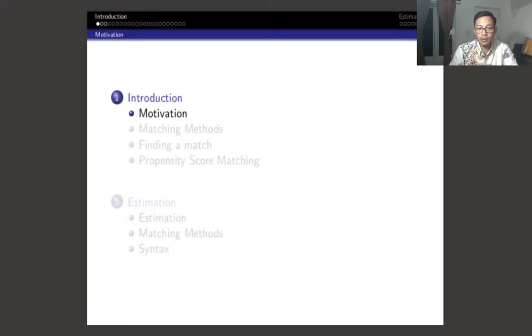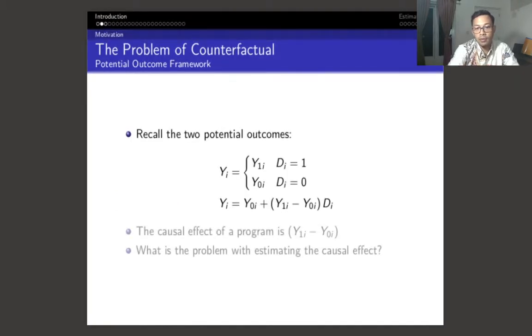So we'll start with the motivation on why we should use matching, and then we're going to talk about the matching method, and then ways to find a match, and we're going to talk about the propensity score matching before we do the estimation. So let's start with the problem of counterfactual.